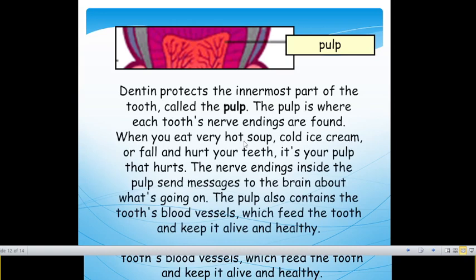If any disease like cavities comes and passes through to the pulp, it causes pain. So these structures help that not to happen. When you eat very hot soup or cold ice cream, you feel pain. It is your teeth, and the nerve endings inside are responsible, as you can see here.